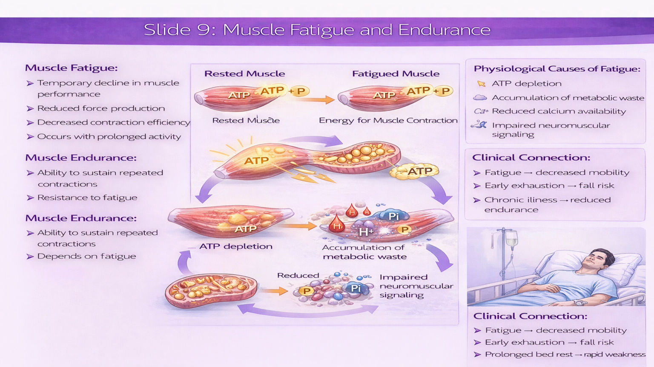Calcium is also required for muscle contraction. Whenever there is fatigue, calcium release declines. Binding becomes less effective, contraction weakens, and this reduces force output. Fatigue also affects nerve-muscle communication. When signaling becomes impaired, muscle activation slows down, coordination decreases, reflexes weaken, and this eventually increases injury risk.